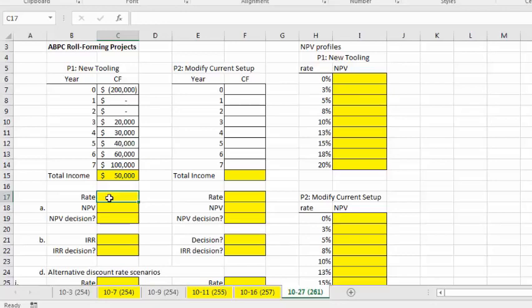Threshold rate, hurdle rate, discount rate, required rate of return all mean the same thing, and that always enters into the rate component of our calculations here. So there's our rate.